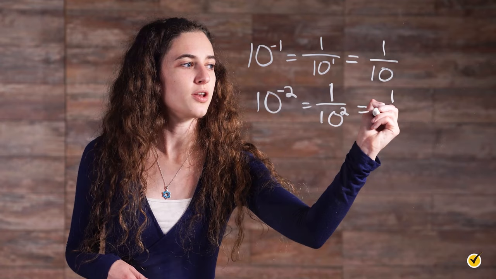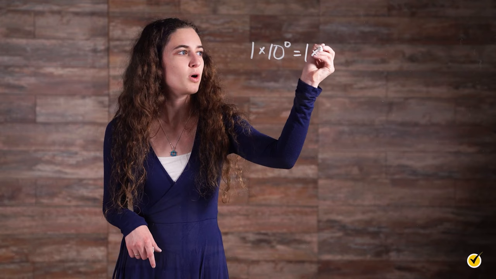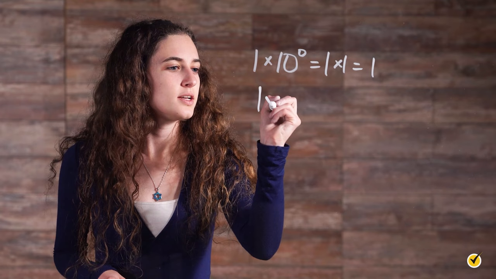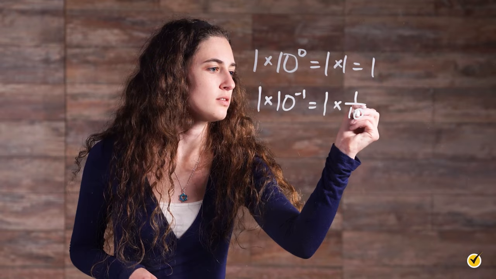Where positive exponents represent multiplication, negative exponents represent division. Again, the number 1 can be written as 1 times 10 to the 0 power, which is equal to 1 times 1 equals 1. The number 0.1 can be written as 1 times 10 to the negative 1, which is equal to 1 times 1 over 10, which is equal to 0.1.